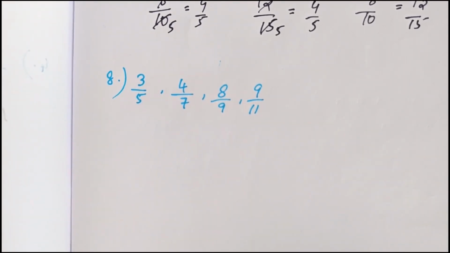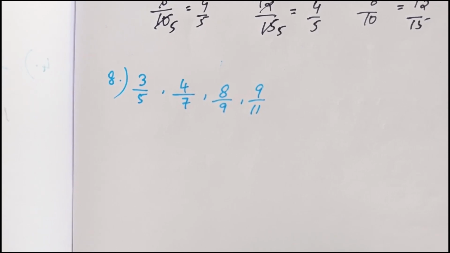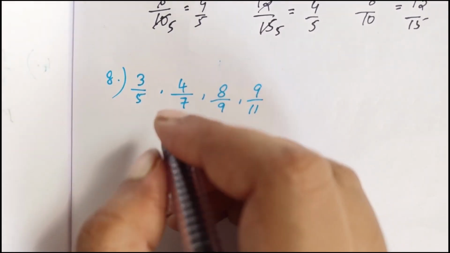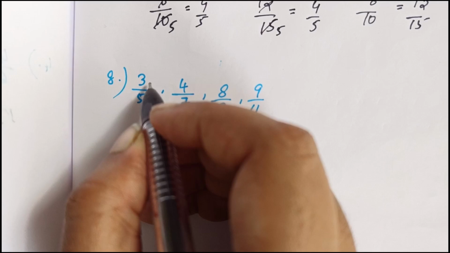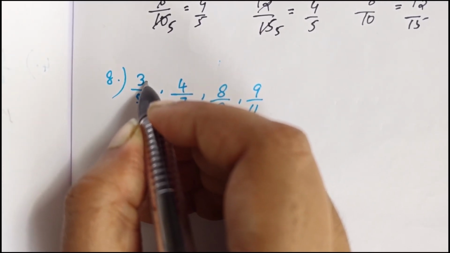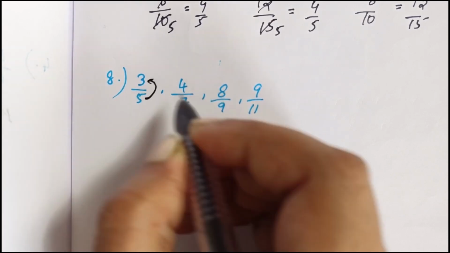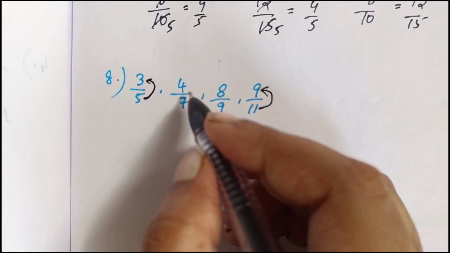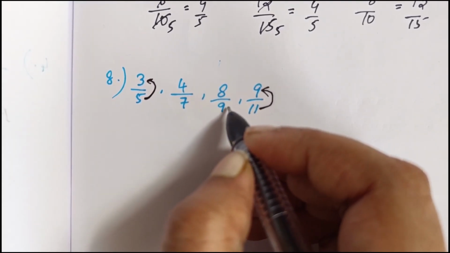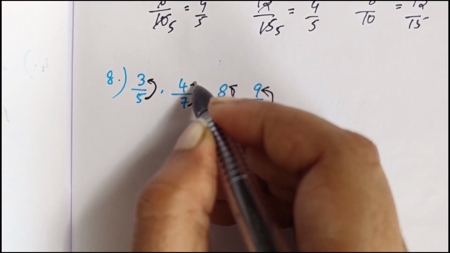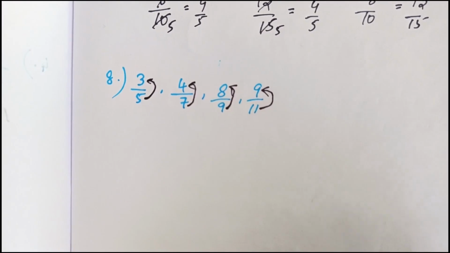3 by 5, 4 by 7, 8 by 9 and 9 by 11. So here you can find that the denominator is greater than the numerator in this case. Here also the denominator is greater than the numerator. In both these cases, here also the denominator is greater than the numerator. So in all the cases the denominator is greater than the numerator.